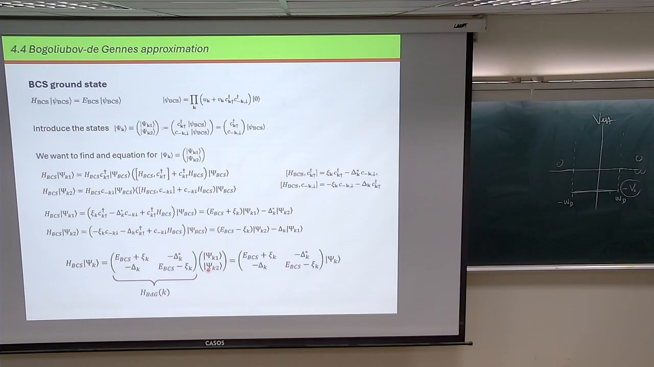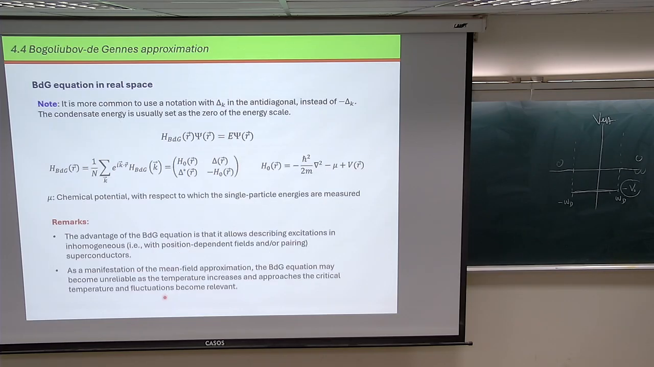Okay. So what I gain with this is that I have now a Hamiltonian which has a matrix form and depends on K, and this is the Hamiltonian that describes my excitation. This is the BdG Hamiltonian. Now it is in momentum space, dependent on K. So if I want to get this in real space, I will have to make the Fourier transform to go to real space. And this is what I can do. So I can go from K space into real space.